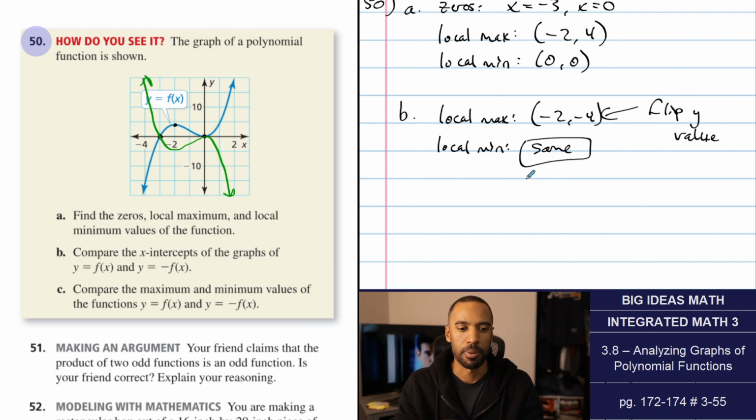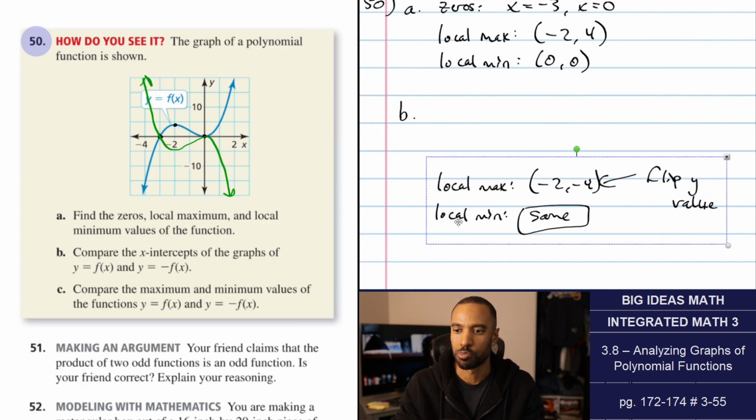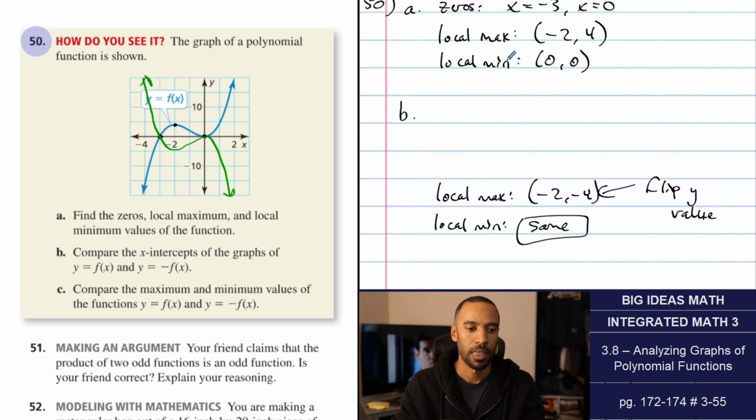Part C, compare the max and min values. Oh, I'm sorry. This is part C, what I just answered. I was probably reading C when I said B. Part B, compare the x-intercepts. They have to be the same, of course. The x-intercepts are the same.